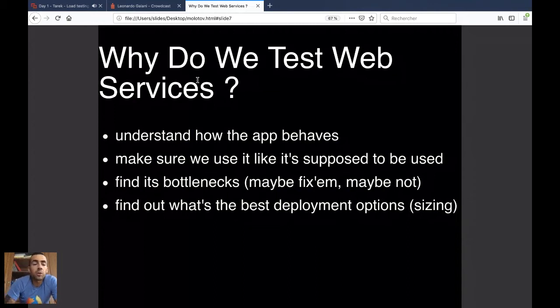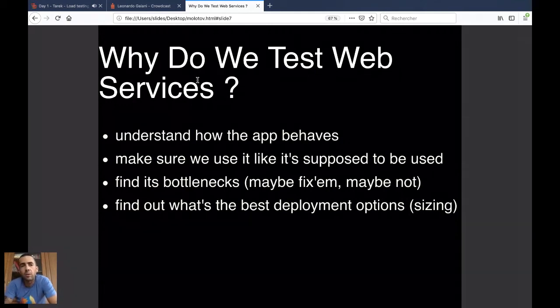And of course, when you do some load testing, the goal is to find the bottlenecks of your application, not to fix them, but to find them and to tell the developer, okay, we did some load testing on your web service. When we do that kind of load, everything crashes. Is this okay or not? Do you need to fix it, or is it good enough for the job?